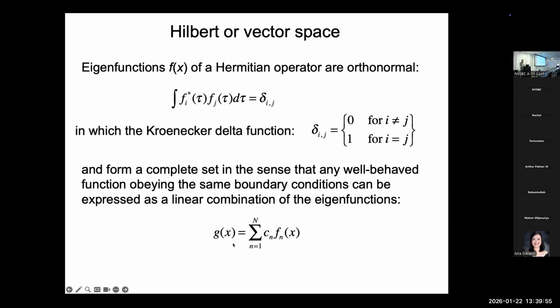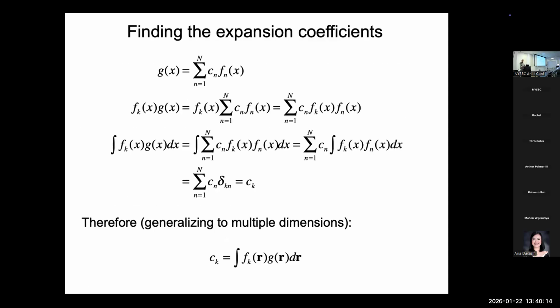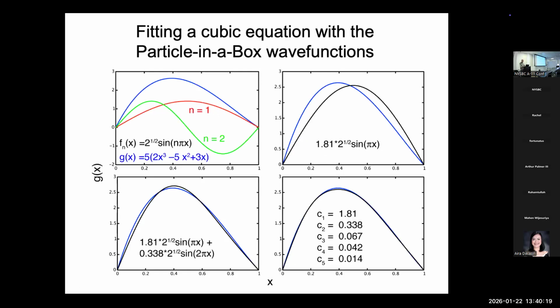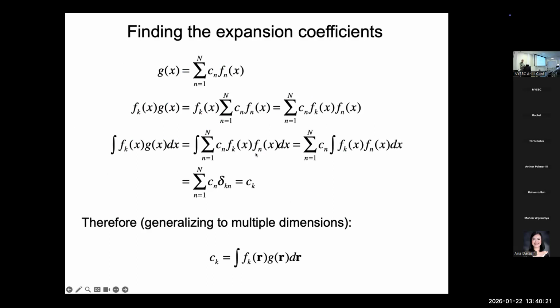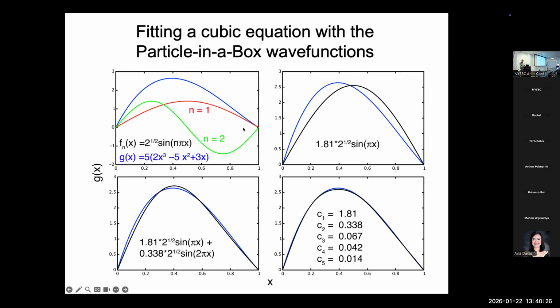And another feature of Hermitian operators is that they form a complete set, which means that any well-defined function in whatever that space is can be written as some linear combination of the eigenfunctions. To give you just an example, I'm going to skip over this for right now. This is just a formal way of finding the coefficients in the expansion. But here I've just done a simple example.